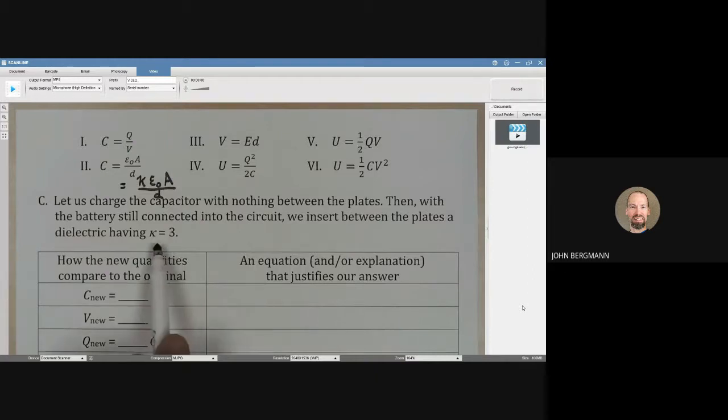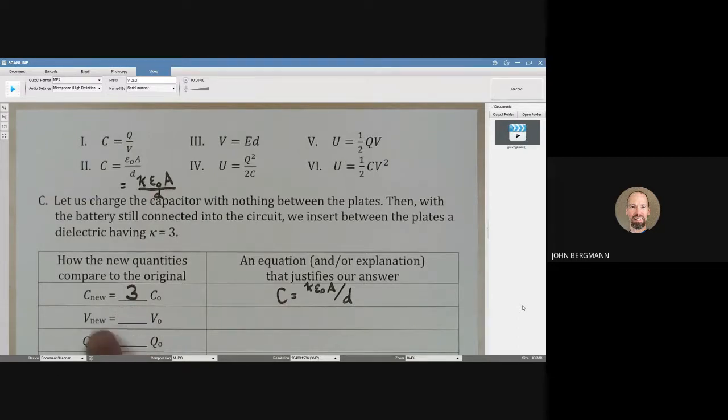When you add a dielectric having a constant of 3 in there, the new capacitance is going to be 3 times what the old one was. Anytime you put a dielectric in between the plates, displacing the air or the vacuum that was there, the capacitance is going to go up by that factor.